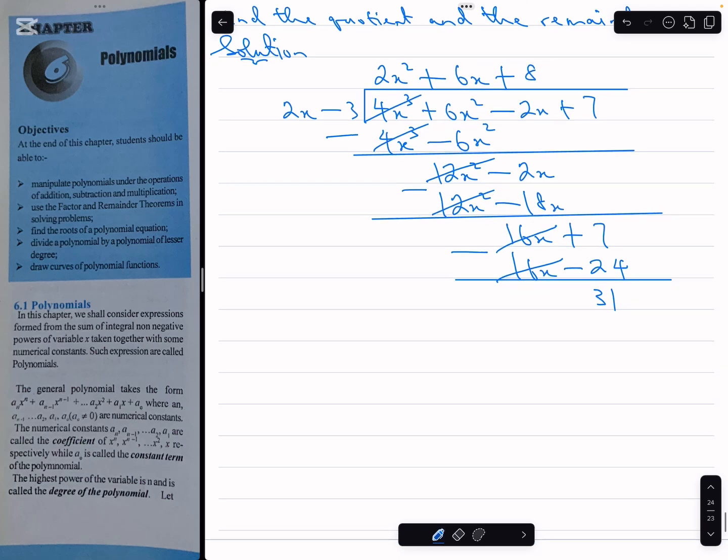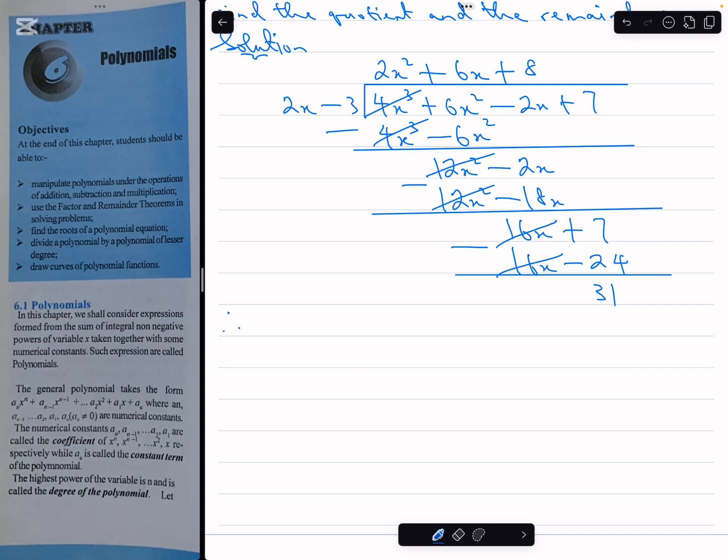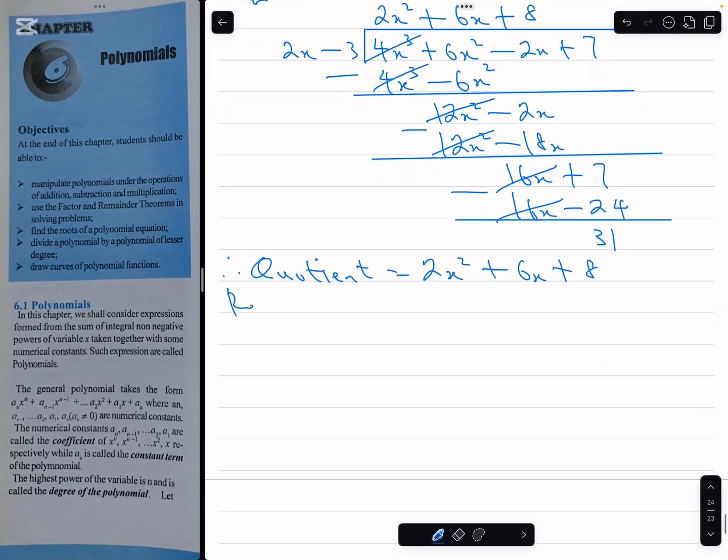And what does that simply mean? That therefore means that the result here is a quotient and this is a remainder. What we have divided by is a divisor. So the quotient is 2x square plus 6x plus 8, while the remainder is 31. Let's take another example.